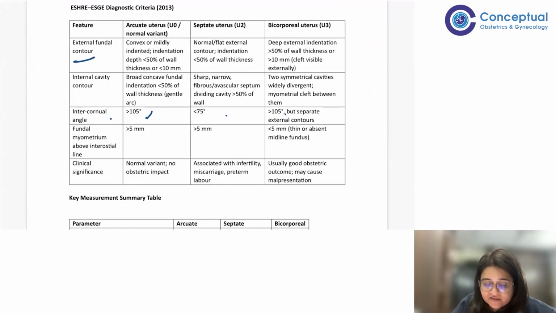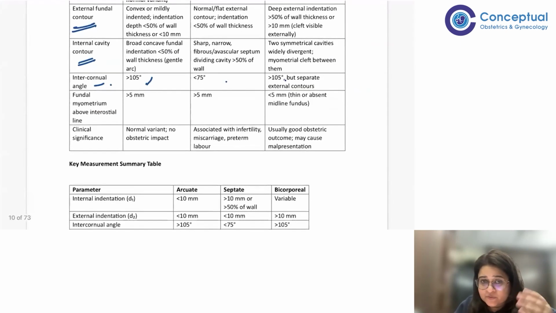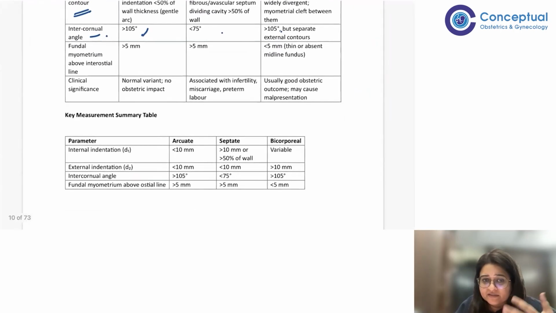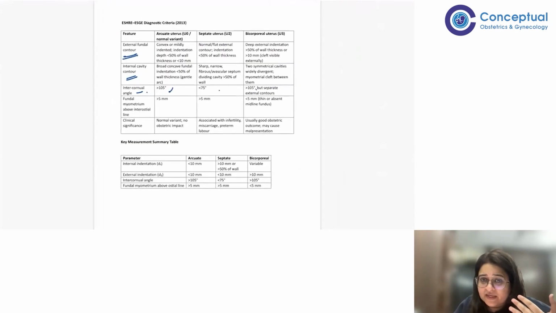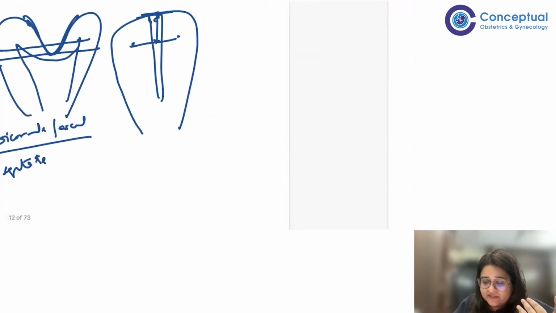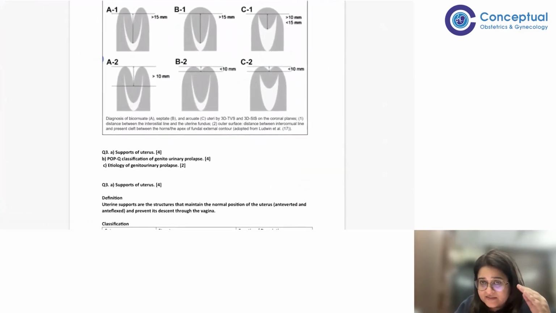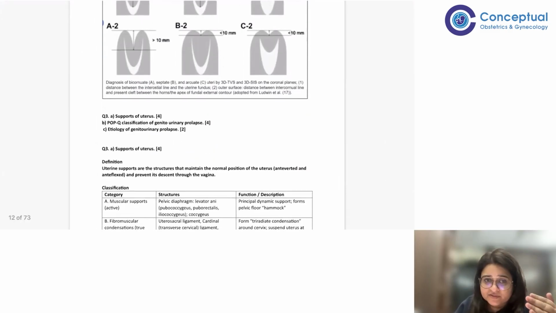We also see the external fundal contouring. We see the internal cavity contouring, and this is what I said, the interosteal line to the fundus distance. Okay, and we see the intercornual angle. So three things we mainly see. Okay, and then the measurements I've mentioned here, what I've explained to you basically, with the diagram you need to show. So the diagram is also here, and this helps differentiate between different types of uteruses.